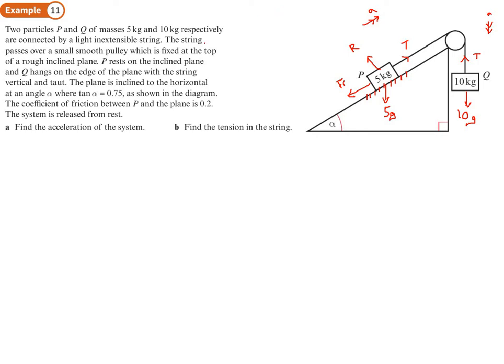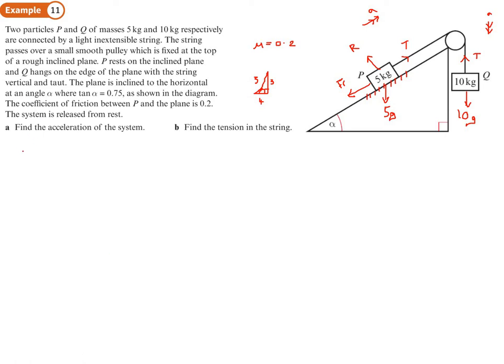Okay. P rests on the inclined plane, Q hangs on the edge of the plane with a string vertical and taut. The plane is inclined to the horizontal at an angle alpha, where tan alpha is equal to 0.75. So if I just draw a nice little triangle, oh, that's terrible. We've got alpha there, so if it's 3/4, then I know that that is 3, that's 4, and then I can use Pythagoras to find out that that's 5. Okay. Coefficient of friction between P and the plane is 0.2, so I'll just put that there to remind me. So I think I've got everything now, so I can start.